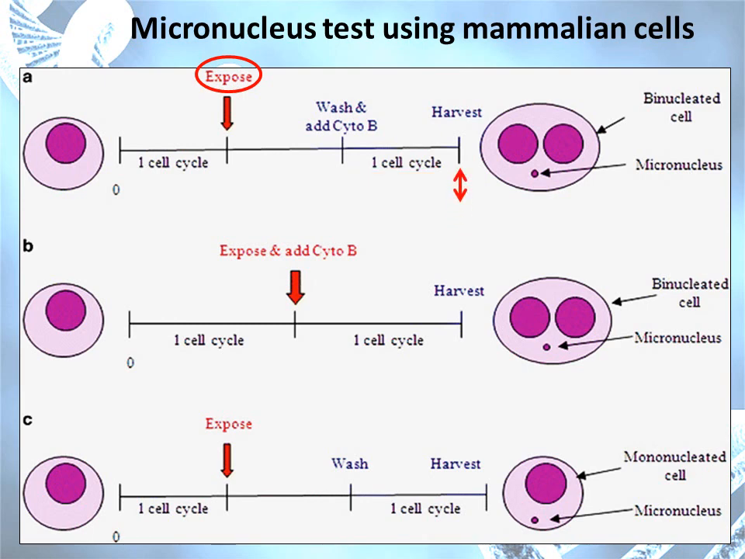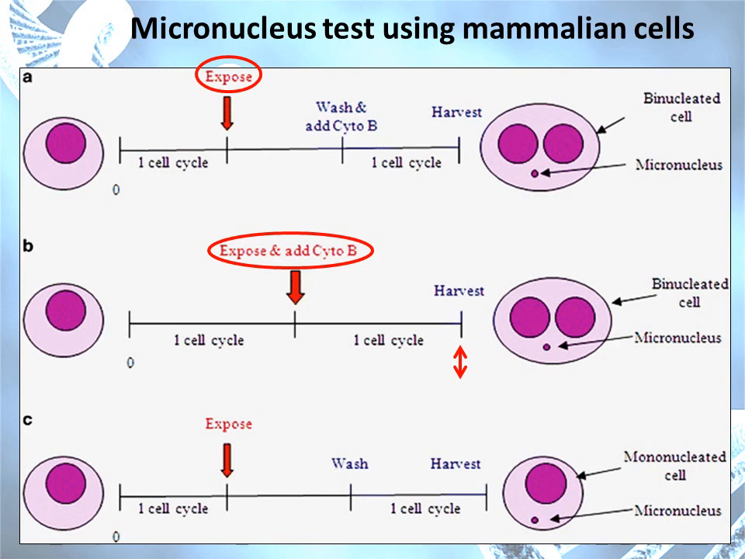In part B also we have the same protocol. Cells will be allowed to divide for one cycle, which differs from part A in that after one cycle the cells will be exposed to the tested chemical, and at the same time cytochalasin B will be added. After that they will be allowed to divide for one cycle, and after harvest we will get, of course, binucleated cells with micronuclei. The appearance of micronuclei is due to the genotoxic effects of the tested chemical.